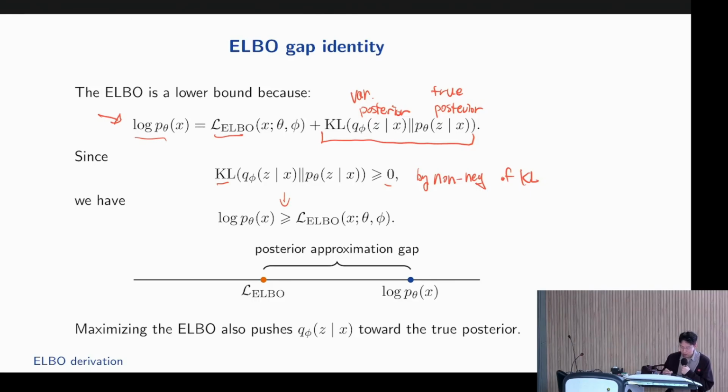Anyhow, what is the gap between the two? So this is the leftover. We want to penalize it. So what is the difference between the two? If we maximize ELBO, it also pushes the variational posterior towards the true posterior. So this gap between the ELBO and the log likelihood is the posterior approximation gap, this guy here.